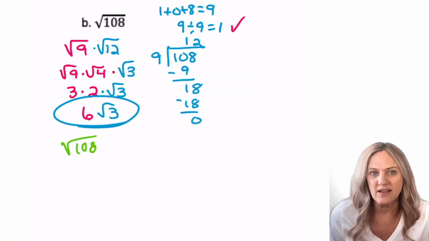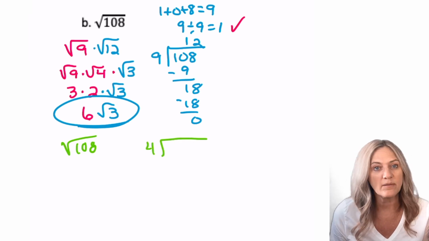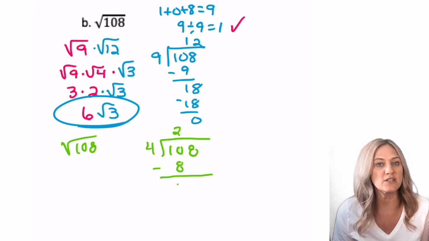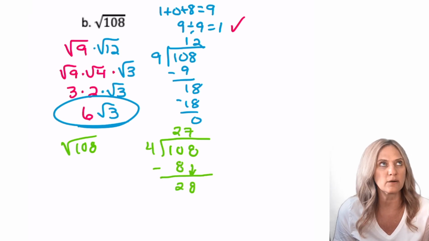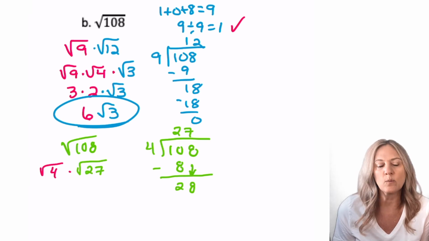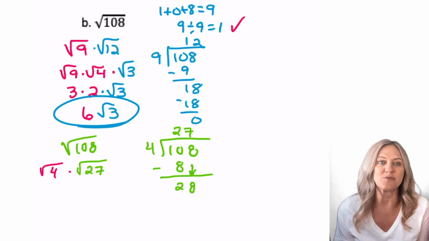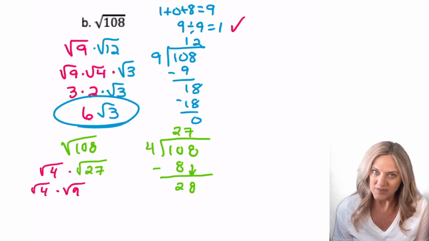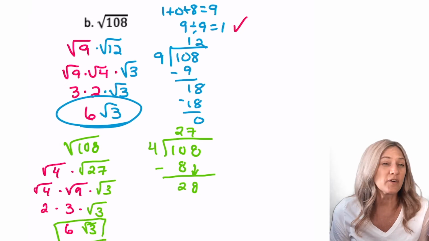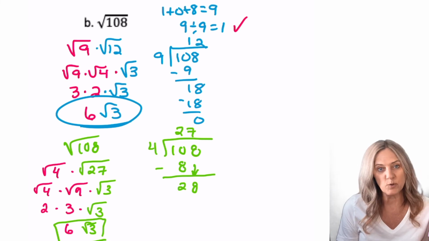Square root of 108. This is pretty cool because someone else might have thought of it a different way. So we can use the divisibility rule for 4, right? The last 2 digits are divisible by 4. 0, 8. 8 is divisible by 4. And then we can figure out 4 times what? Well, 4 times 27. And then we're back down to square root of 4 times square root of 9 times square root of 3. Anytime that you know a perfect square is a factor of a number, then you may not need to use divisibility rules.